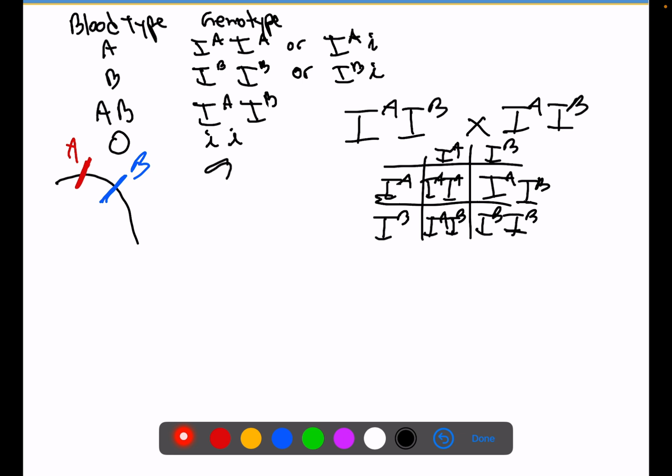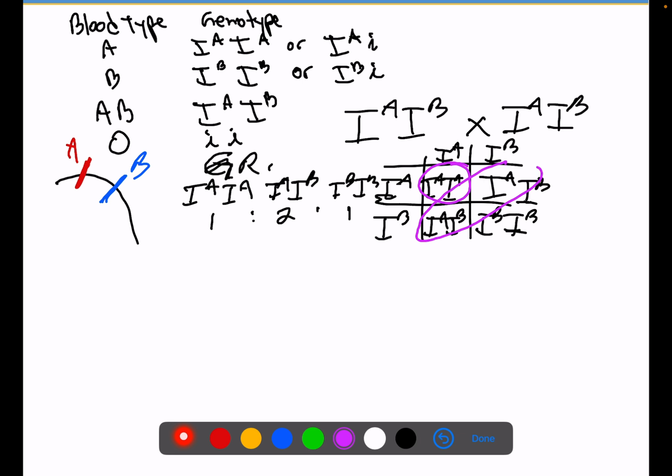So your genotype ratio, that's an ugly G. Your genotype ratio would be, you get a big A, big A, there's one of those, big A, big B, there's two of those, and finally big B, big B, there's one of those. There's your 1 to 2 to 1. And your phenotype would be, all right, there's the blood type A, AB, and B. That's also a 1 to 2 to 1 phenotype ratio.